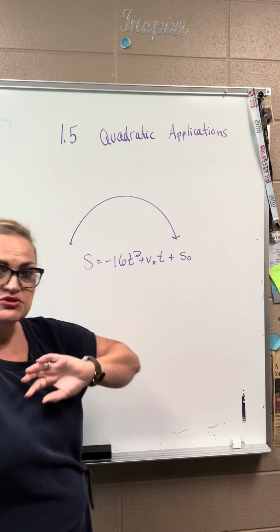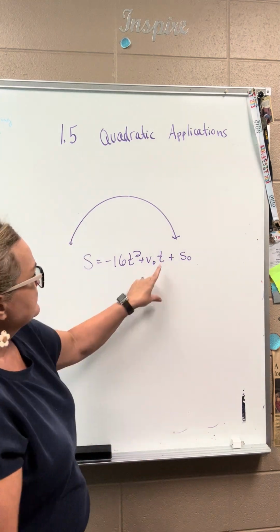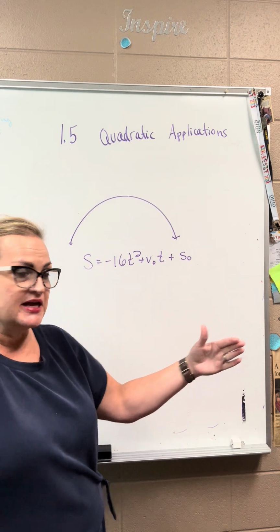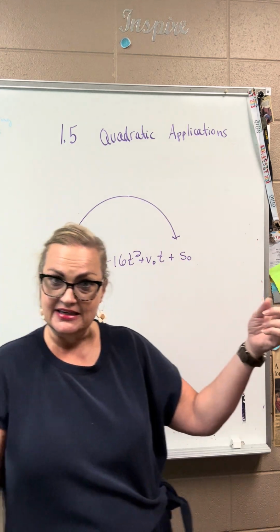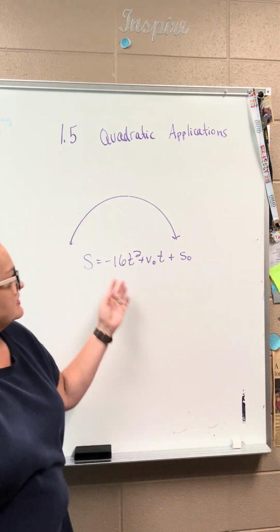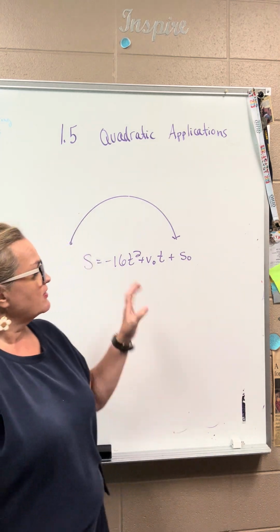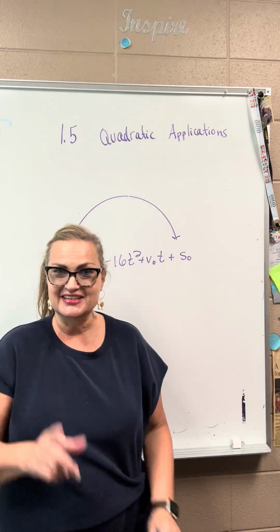V sub 0, the initial, how hard it's thrown or projected, and then T is the time in seconds, how long in seconds that it's in space, and S is how high it gets over time. The negative 16 is there for the pull of gravity, always pulling it down. All right, we're going to come back to that in the next video, so hang on just a minute.